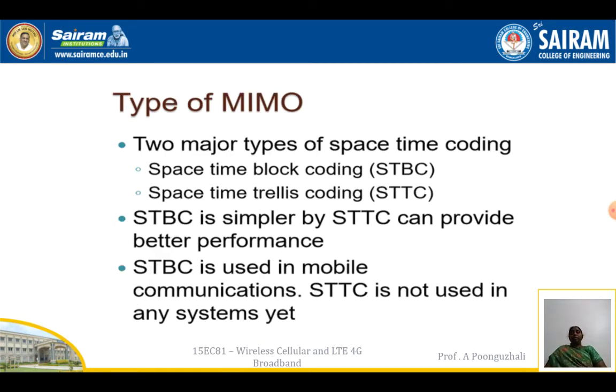The types of MIMO we have are two types of space-time coding. One is space-time block coding, and the other one is space-time trellis coding. Space-time trellis coding is similar to space-time block coding, which can provide you better performance. But generally in mobiles we'll be using space-time block coding methods.